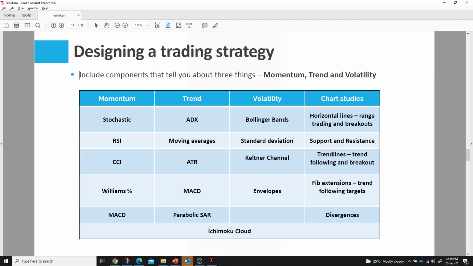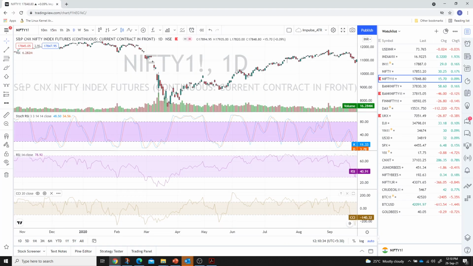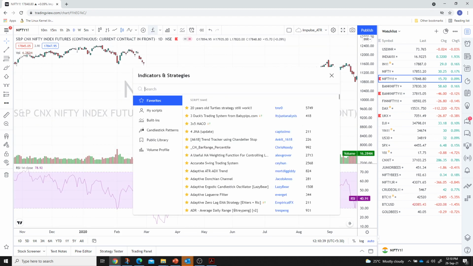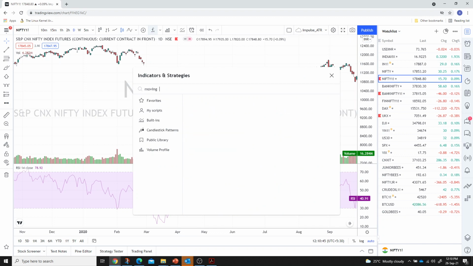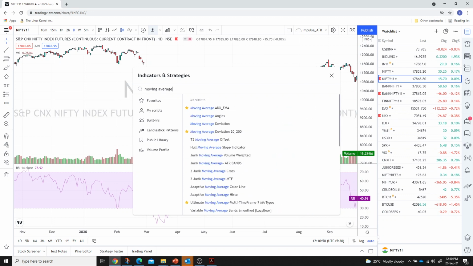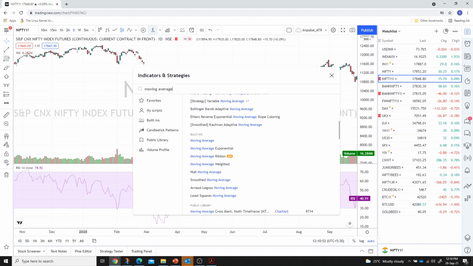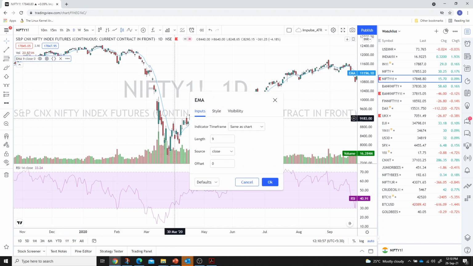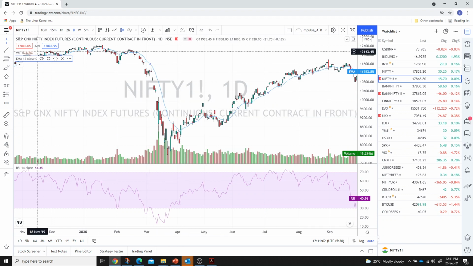But let's say you choose RSI. I will just choose RSI out of this. I'll remove everything. And now I would want to go for a trend indicator, which in my case is a moving average. So I can add this, and let's say my favorite is the 13-day moving average. Now I know, based on the price performance with the moving average, whether we are in an uptrend, a downtrend, or sideways.